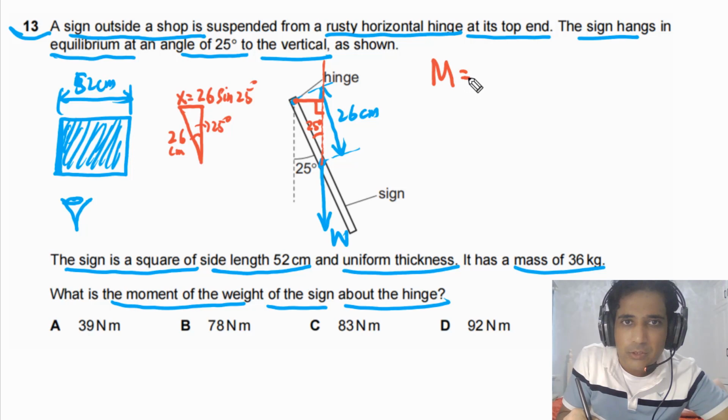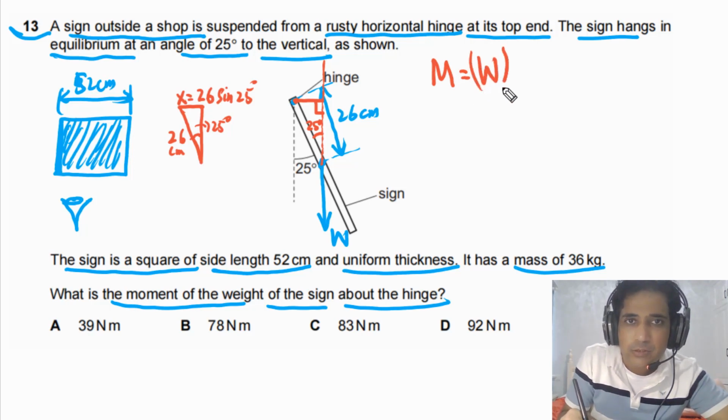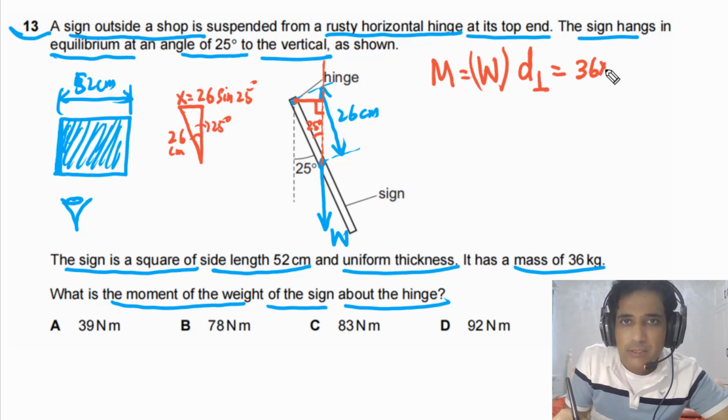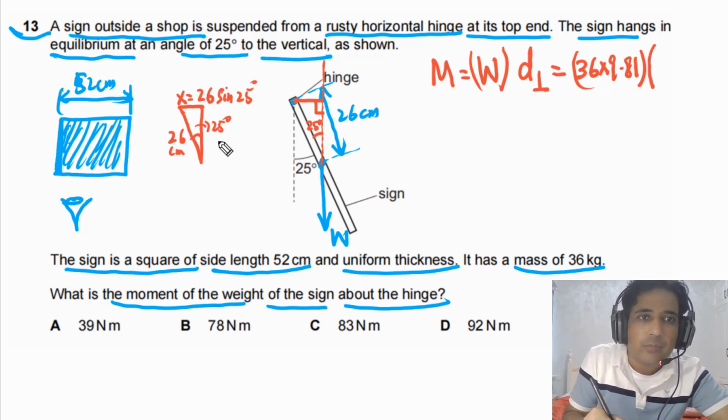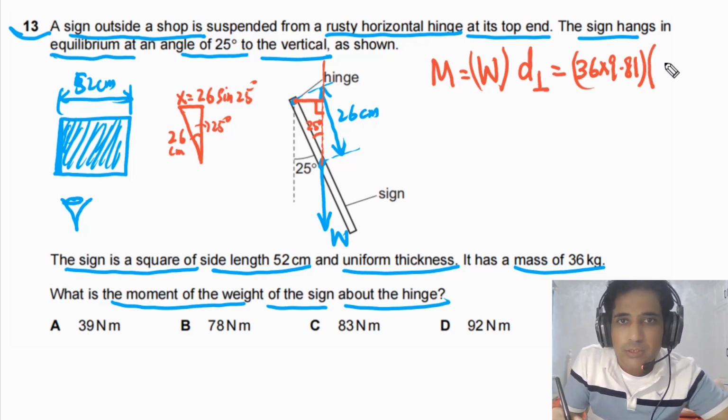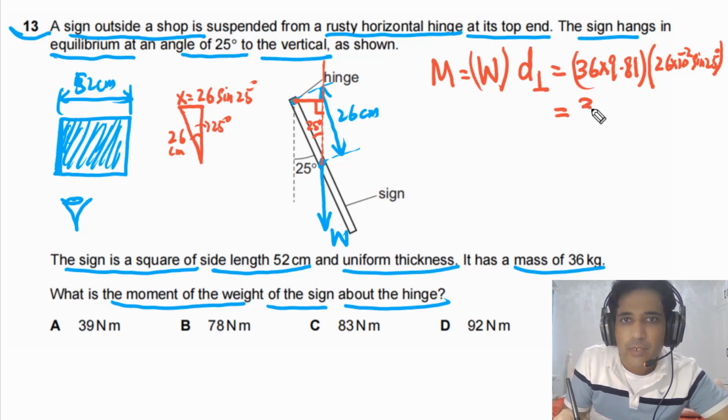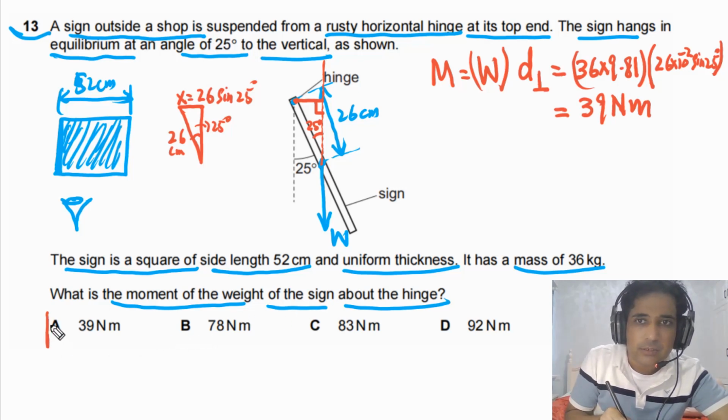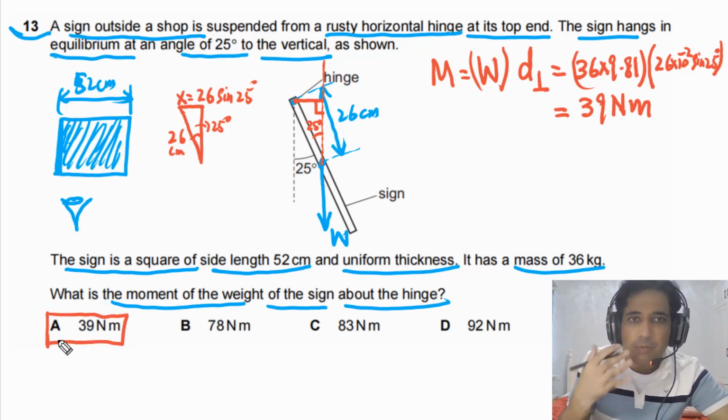Now simply we need to find the moment. So the moment will be equal to weight, meaning the force, times perpendicular distance from the pivot. Weight is given: mass is 36 kgs, and we need to multiply by 9.81. And now we need to multiply with the perpendicular distance, which is 26 centimeters. So we can multiply this one with 10 to the negative 2 times sine of 25 degrees. If we solve this one, our final answer will be 39 newton meters. So the answer for this question is A. So this is one way we can calculate the value of moment.